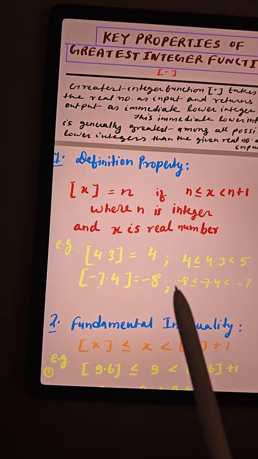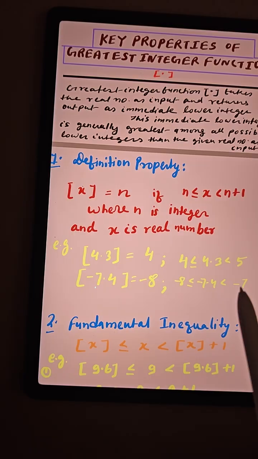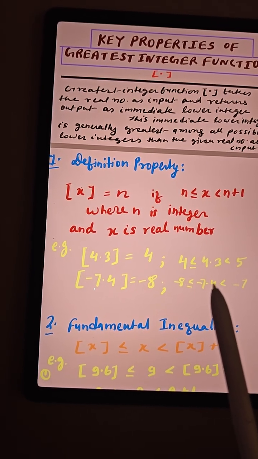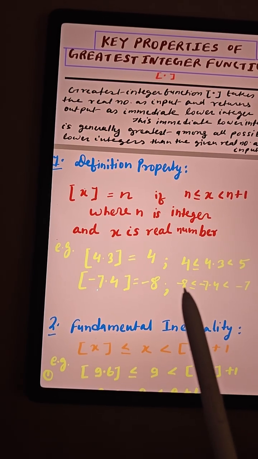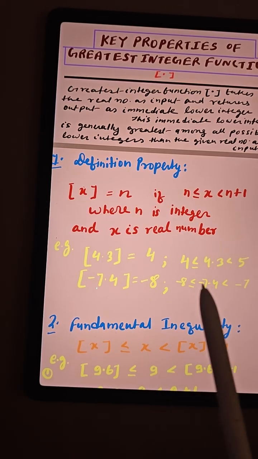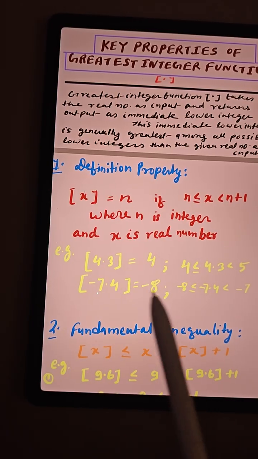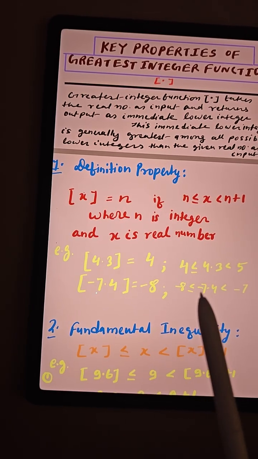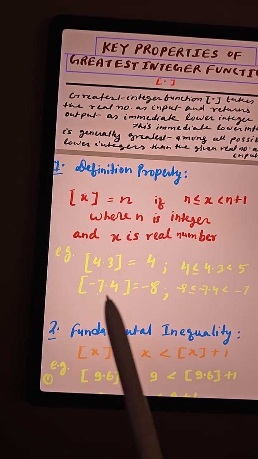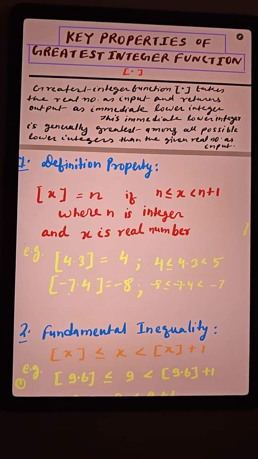Similarly, minus 7.4. Minus 7.4 is greater or equal to minus 8 and less than minus 7. So this is the interval in which minus 7.4 lies. What is its greatest integer which is lower than this? That is minus 8 immediately. Otherwise minus 9, minus 10 are also lower than minus 7.4. But among all those integers, minus 8 is the immediately lower integer than minus 7.4. So the value of the greatest integer function of minus 7.4 is minus 8.